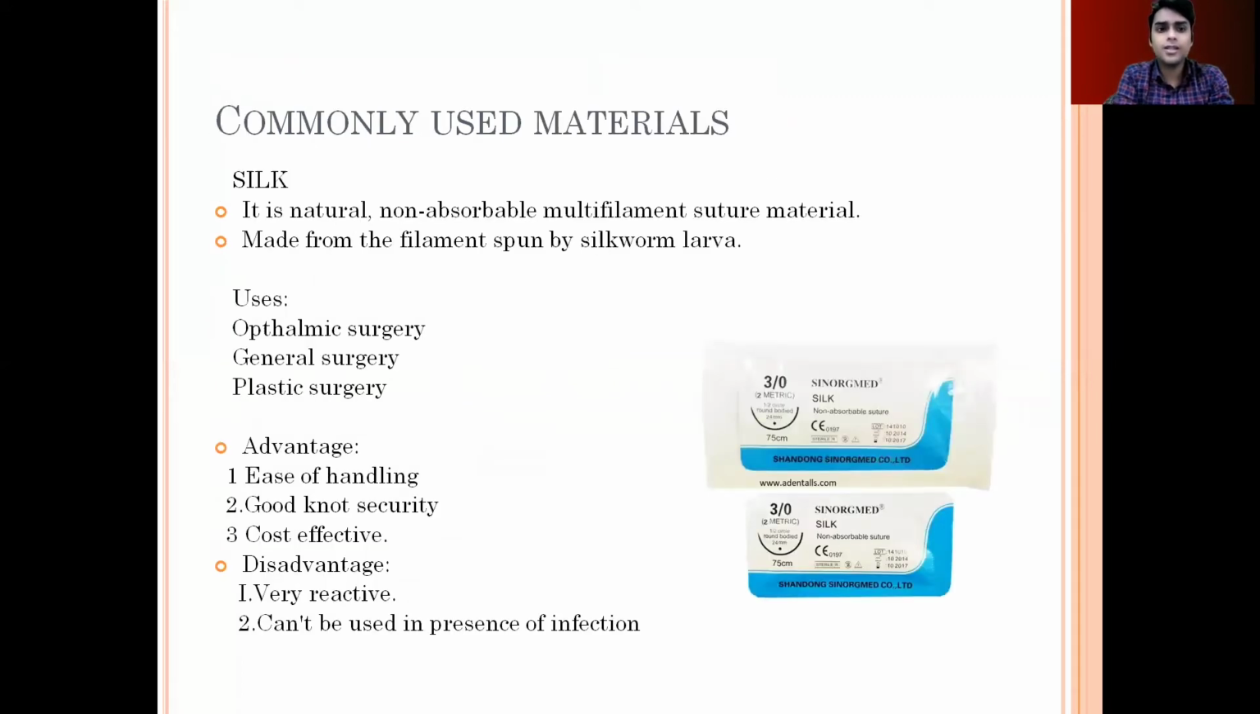Now coming to silk. Well, it is a natural non-absorbable multifilament suture material. It is made from the filament spun by the silkworm larva. Its uses are in ophthalmic, general, and plastic surgery. Its advantages are ease of handling, good knot security, and cost effectiveness. The disadvantages are that it is very reactive and can't be used in the presence of infection.